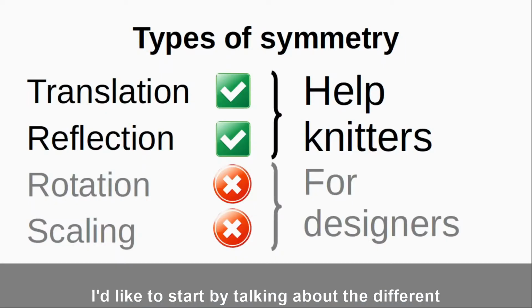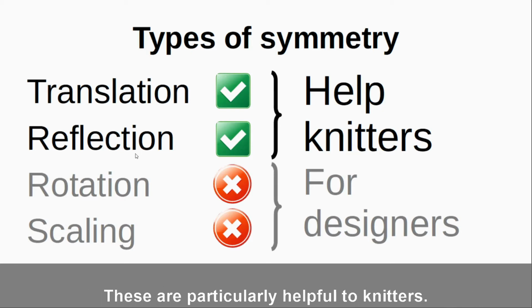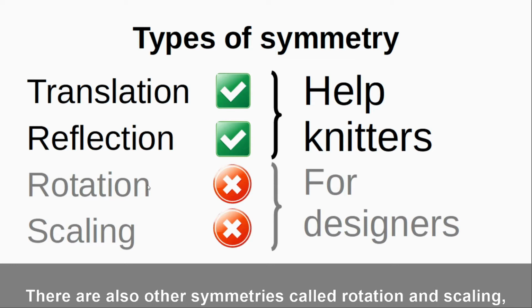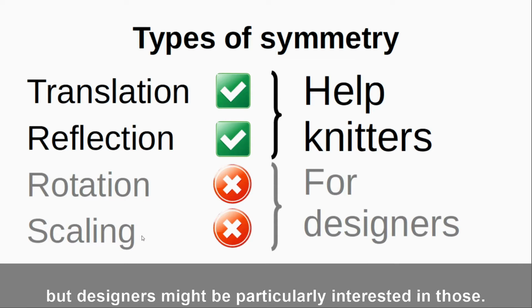I'd like to start by talking about different types of symmetry. We've got translation symmetry and reflection symmetry. These are particularly helpful to knitters. There are also other symmetries called rotation and scaling that I won't talk about in this tutorial, but designers might be particularly interested in those.